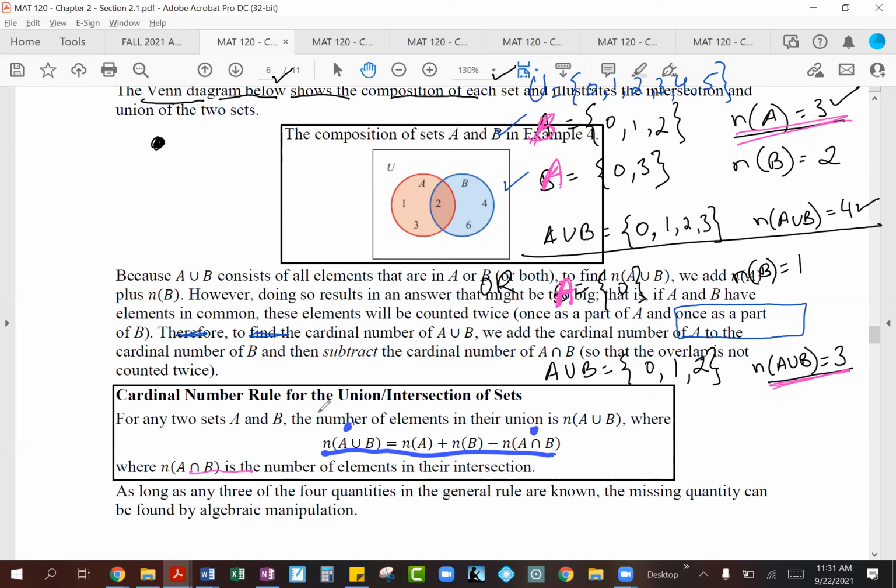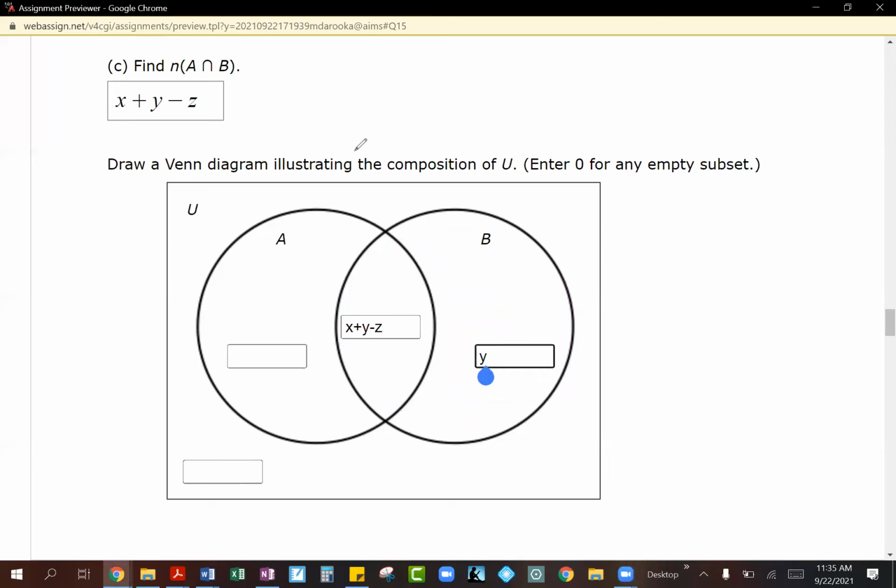Y minus X plus Y minus Z, but in parentheses. Yeah, very good. Because what we have to do is we know this entire circle is Y. So that means on this part, which is on the outside, it's going to be Y minus whatever you have in the middle. So very good. You will be doing Y minus, and then in parentheses, X plus Y minus Z.